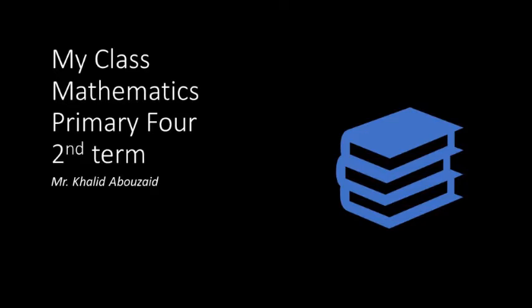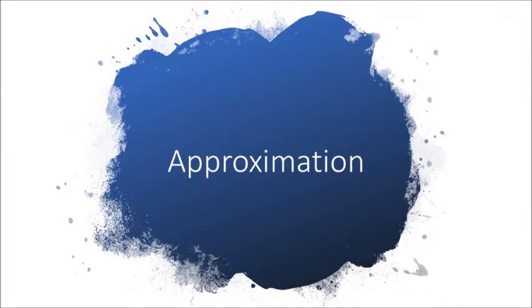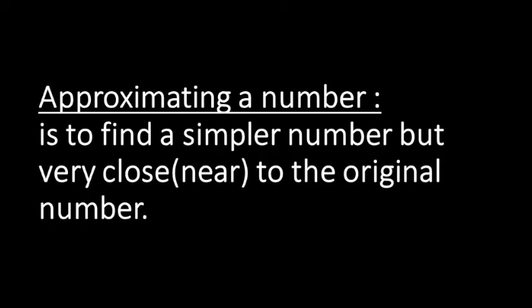We will start with a lesson about approximation. This lesson is called approximation. Approximation in Arabic means التقريب. What's approximation? Approximating a number is to find a simpler number but very close or near to the original number. يعني هنجيب number أبسط من اللي عندي شوية، شكله أبسط، وفي علاقة بينه وبين النمبر الأصلي إن هو قريب منه جدا، أكبر منه بشوية صغيرة أو أصغر منه بشوية صغيرة، وهنشوف إزاي.